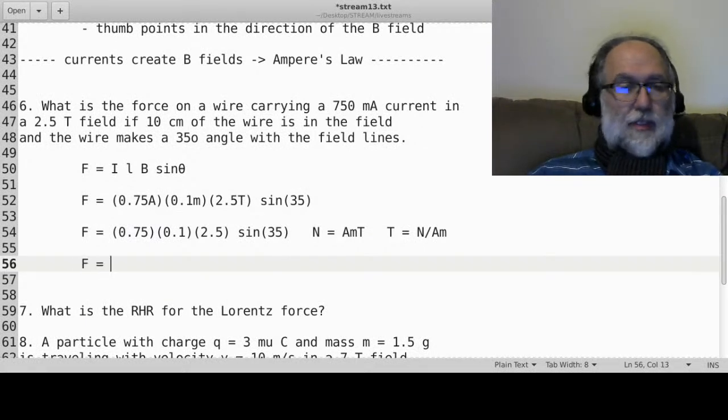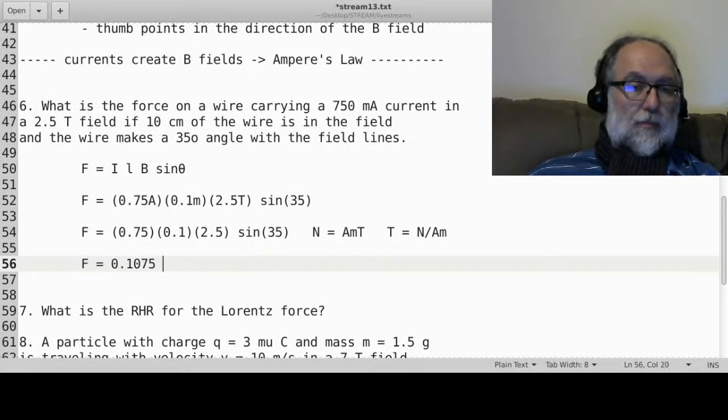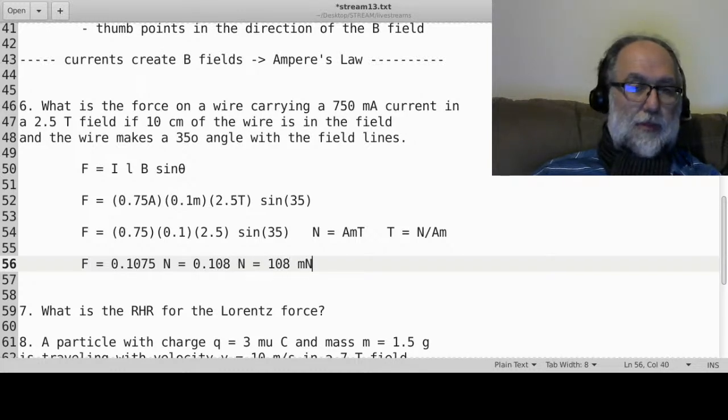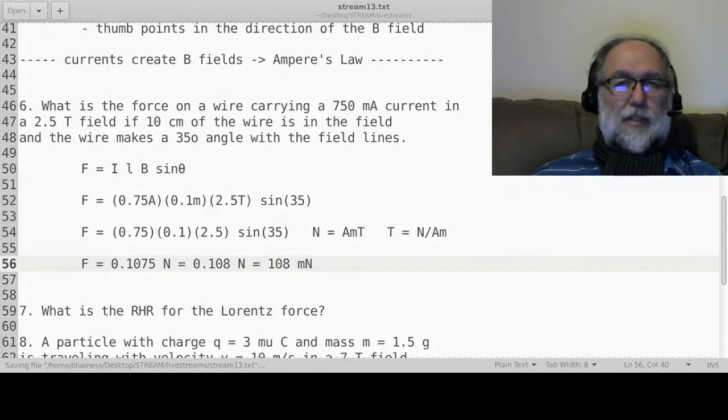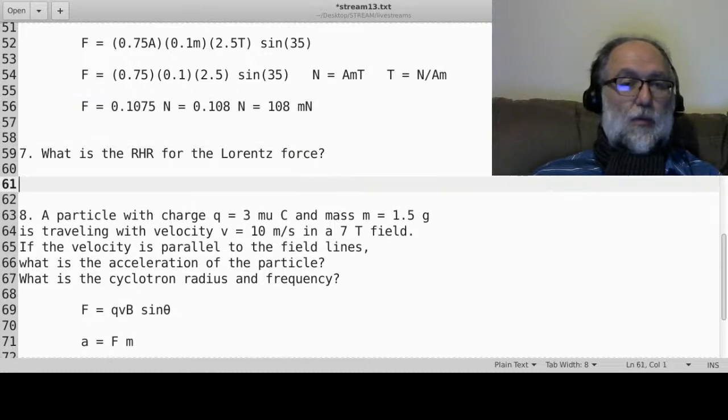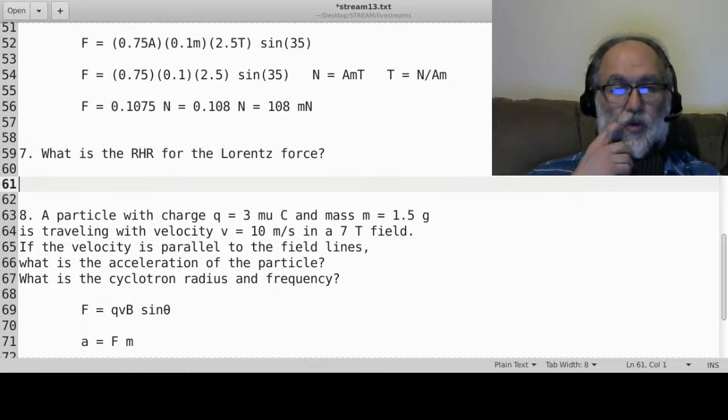So we get that F is equal to this number right here, in newtons. Or rounding it off, 0.108 newtons or 108 millinewtons. So it's not a lot of force, not a lot of force. That answers that question. And what's the right-hand rule for the Lorentz force?